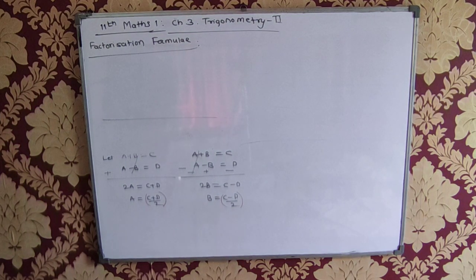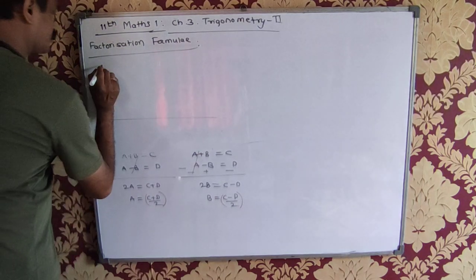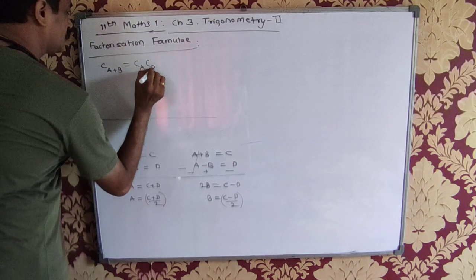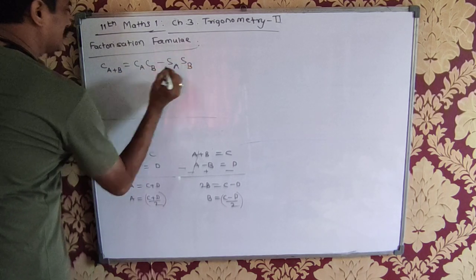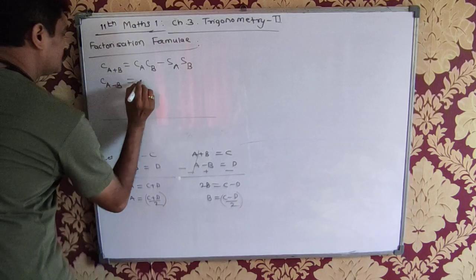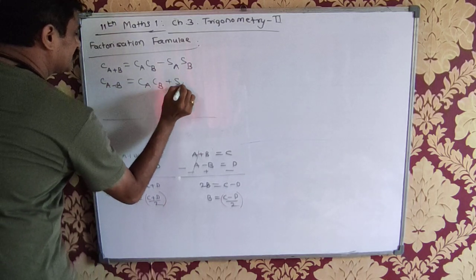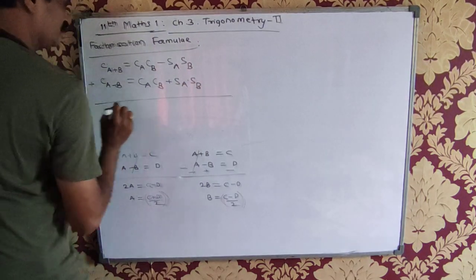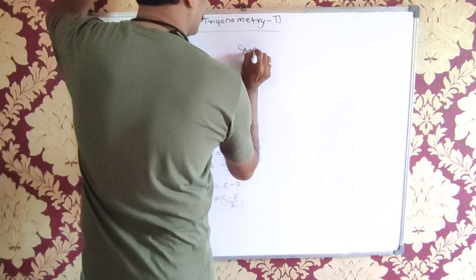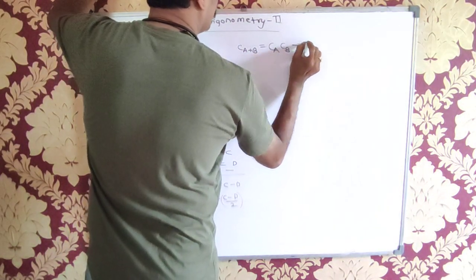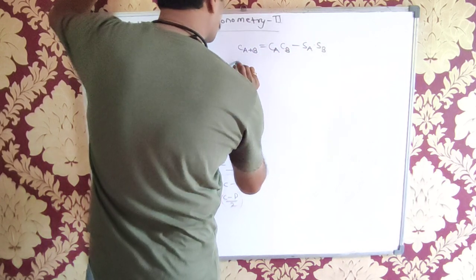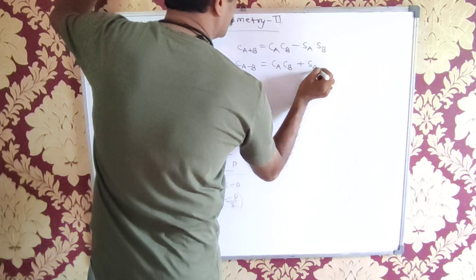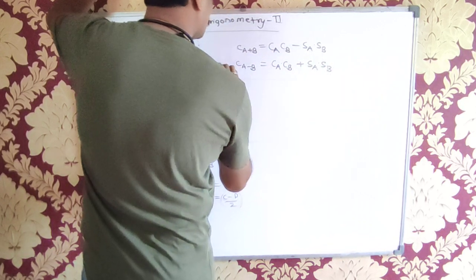With the same kind of substitution, let's go for cos now. Cos of a plus b is equal to cos a cos b minus sin a sin b. Okay. Cos of a minus b is equal to cos a cos b plus sin a sin b. Now, let me write the same thing for addition. Cos of a plus b is cos a cos b minus sin a sin b. Cos of a minus b is cos a cos b plus sin a sin b. Subtract.